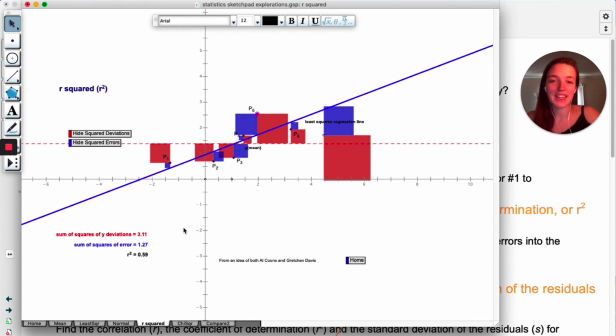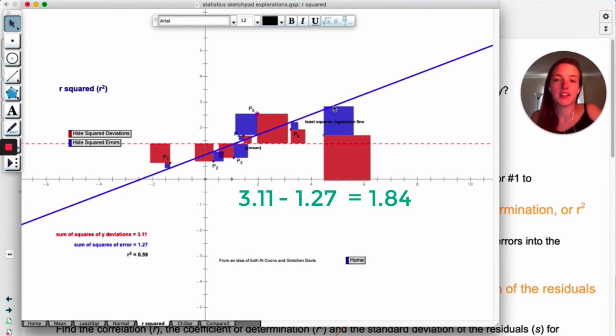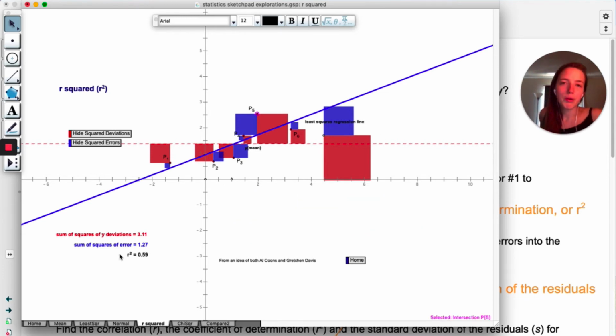Okay, now it's showing you the area of those two squares. So we've got the area of the blue square, area of the red square, and we can do that same calculation that we did in the GPA activity. I can do 3.11 minus 1.27, 1.84. That's how much better the blue line is compared to the red line. And then if I divide that by 3.11, I get 0.59, which is R squared. Now at no point will the College Board ask you about the red squares and the blue squares, and they won't ask you to recreate this drawing, but it does illustrate where R squared comes from, and I hope that makes more sense than just memorizing how to interpret.